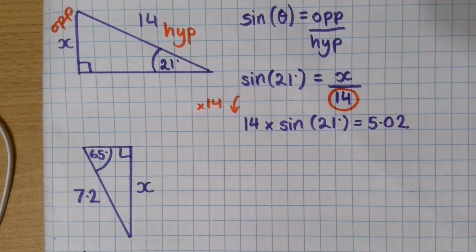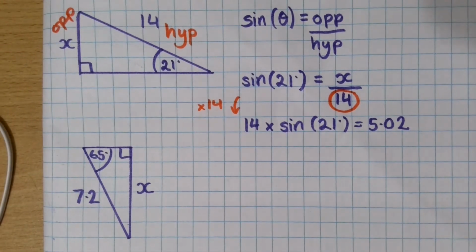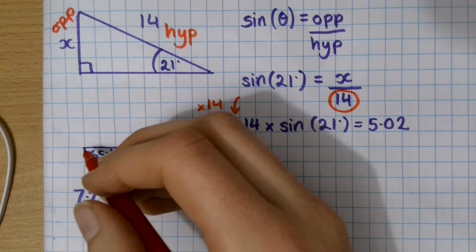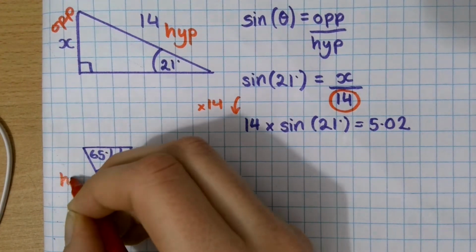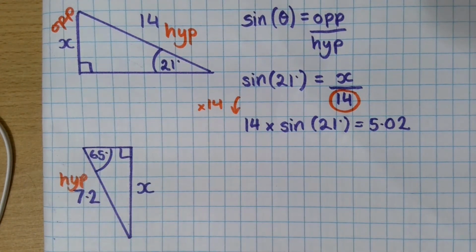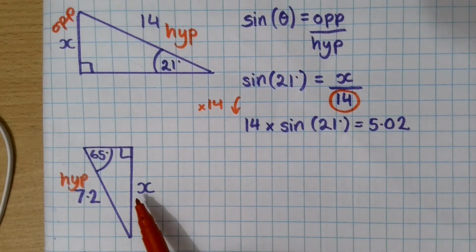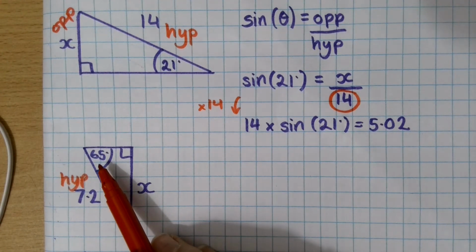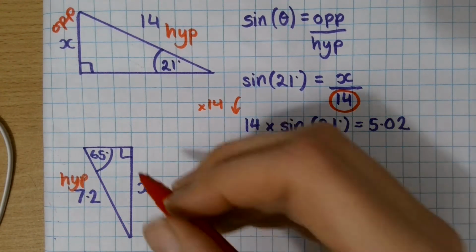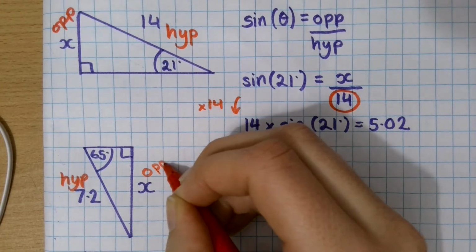Okay, I'm going to keep that first example on there for you so we can draw the parallels as we're going through. So the first thing I did last time was I labelled the sides. We know that the longest side is the hypotenuse. So 7.2 is hypotenuse. And what would we call x? Well, it's opposite again, isn't it? Think about an arrow coming out of 65 degrees. It's going to hit x. X is the opposite again.